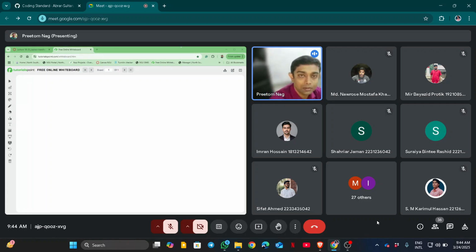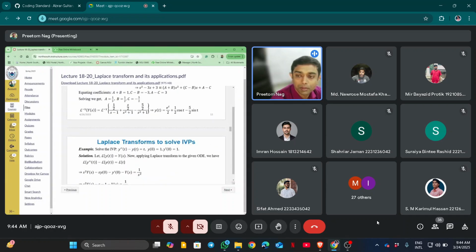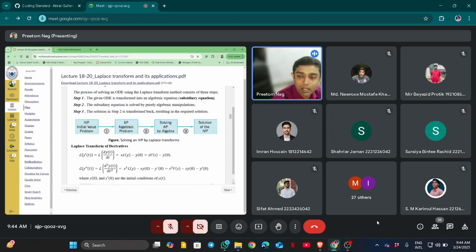Can I ask you to write down these two formulas in your notebook? Because these two formulas are very important and we should keep them in mind.